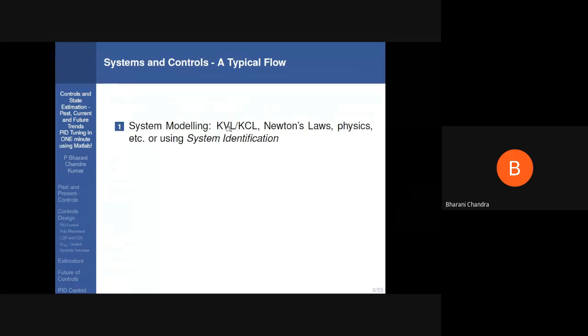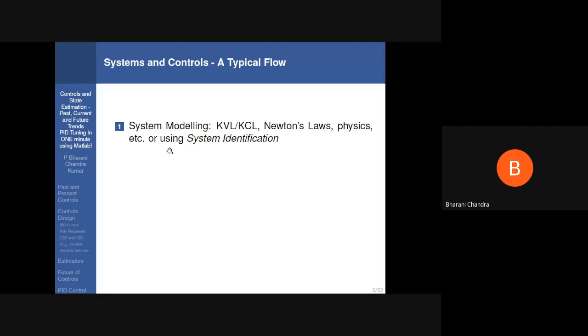If it is an electrical system, then the fundamental thing is to apply KVL or KCL. If it is a mechanical system, use Newton's laws. Sometimes we can use concepts from physics, chemistry, biology, or so on to come up with the system models. Basically, system models are nothing but expressing the systems in terms of differential equations, mainly ODEs or PDEs or so on.